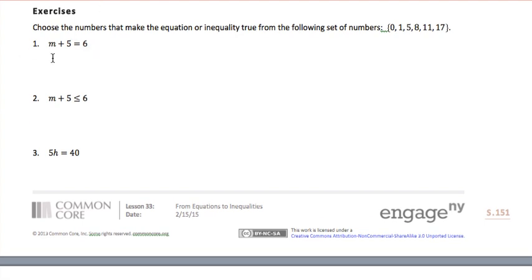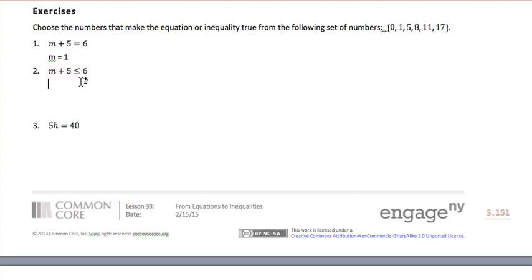So we'll practice then using another set of numbers and different equations. M plus 5 equals 6. Hopefully we can pick that out very quickly. And 0 does not work, 5 doesn't work, 8, 11, and 17 also do not work because it's an equation. It has a single number answer.